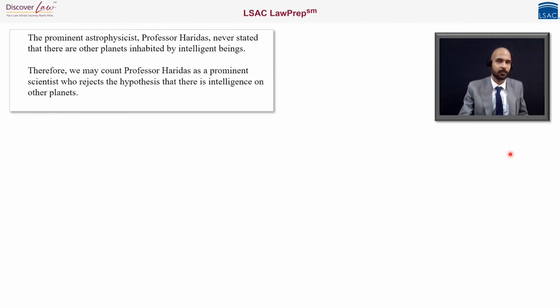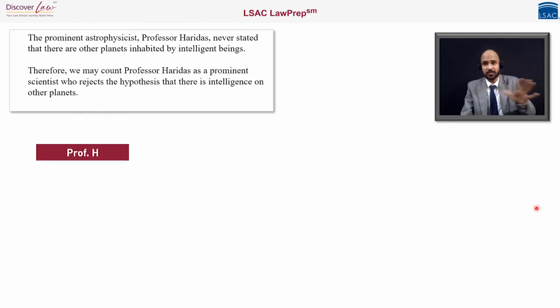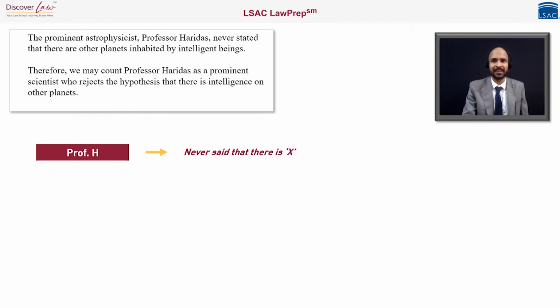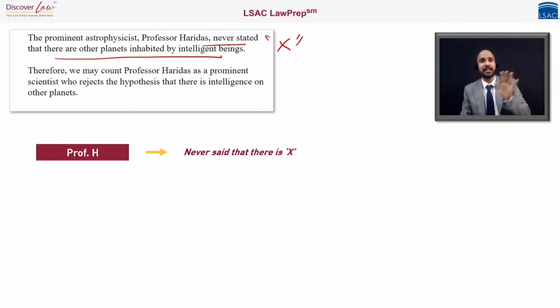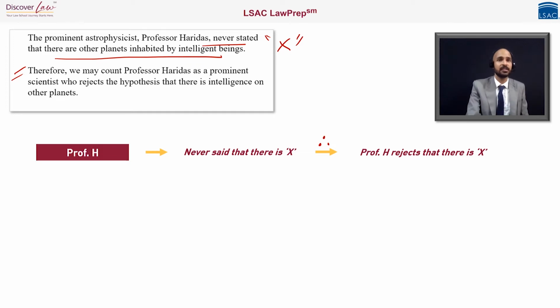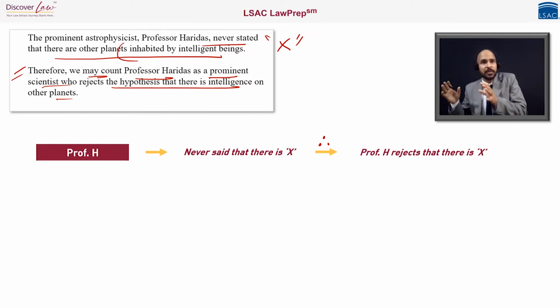Now, in this question, particularly because we are focusing more on the pattern, I will not talk so much about the content. Okay, so let's look at the structure. Professor H, let's make it simple. Professor H never said that there is something, right? Let's just call this X. Never said that there are other planets, and let's just call that X. Okay, so Professor Haridas never said that there is X. Okay, and then the conclusion follows. It says that therefore, so you have the conclusion that therefore H rejects that there is X, right? So he says that we may count H as a prominent scientist who rejects the hypothesis that there is this thing, right? So it says that we may count Haridas as someone who rejects that there is X.